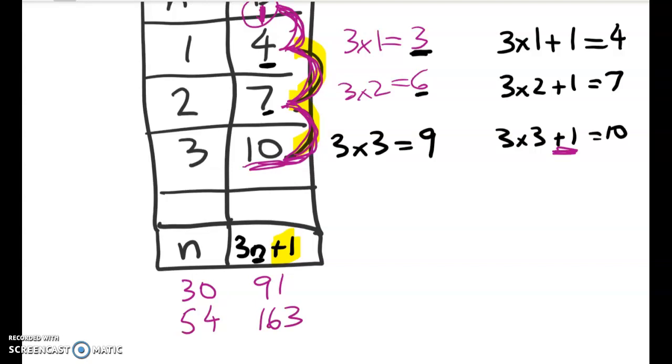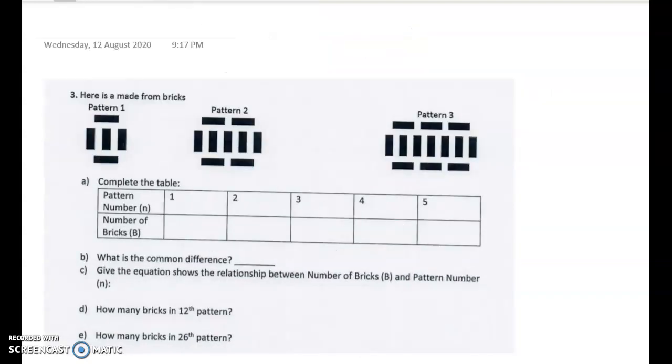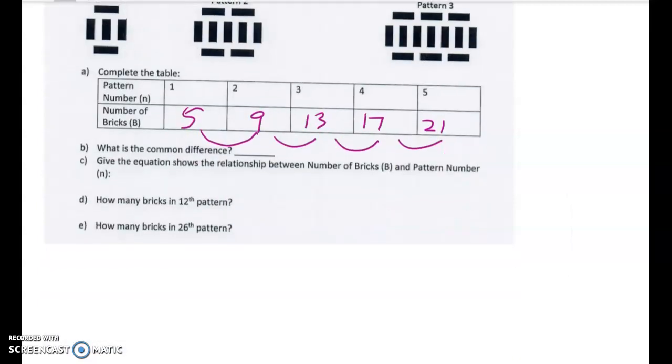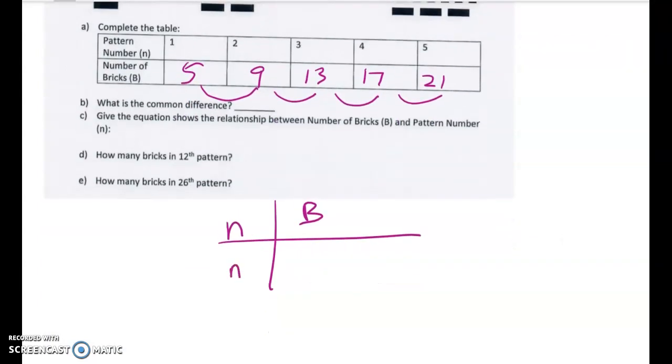Okay, I think we've got time for one more. I'm going to do this one really fast. So if you count these up, you'll see that in the pattern numbers, we've got bricks, we've got 5, 9, 13, 17 and 21. So it's going up in 4s. So my rule is going to be this. We're going to have n here and b here. So when I've got the nth term, b will equal 4n, right, my 4 times table.